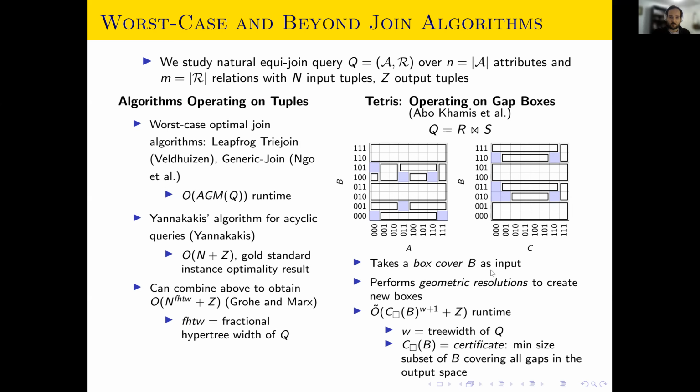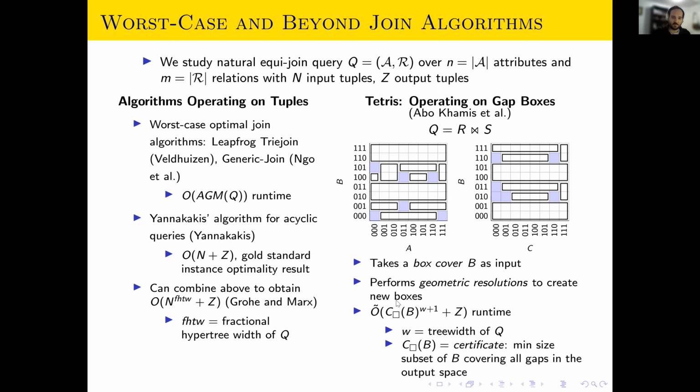So Tetris takes a box cover B as input and performs geometric resolutions to create new boxes. In this diagram, we have query Q, R join S. The blue squares represent tuples that are in the actual relation. And the boxes, the black rectangles, are gap boxes because they cover tuples which are gaps in the input relations. So a box cover is a set of gap boxes which covers all of the gaps in the input relation for the query. In general, these boxes may overlap, although in this diagram they don't.